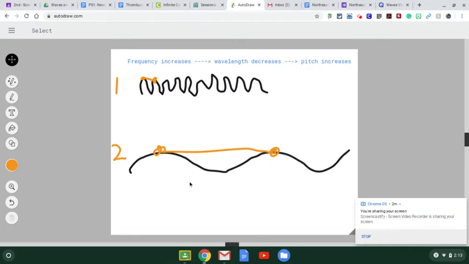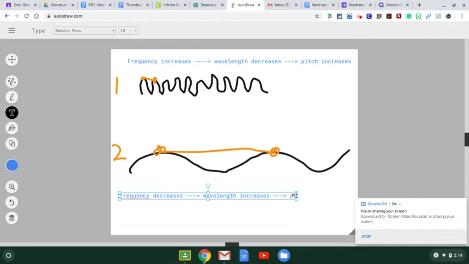Then you have wave number 2, which if you look, is kind of the opposite of what is up here, right? So if we type in our box here, we could see that as frequency decreases, right? Less waves. The wavelength increases, it gets longer, and pitch decreases, or it goes down, and so you get a lower pitch. So it's going to be a lower sound, like hello instead of hello. And so that's the difference between these. And so these are the relationships.